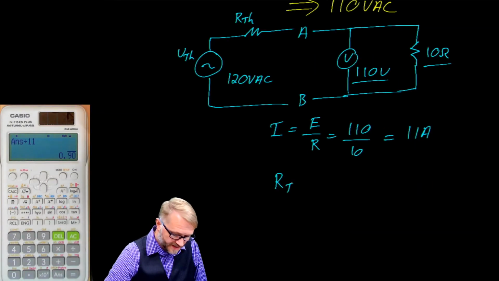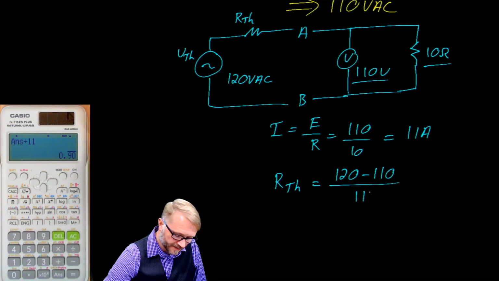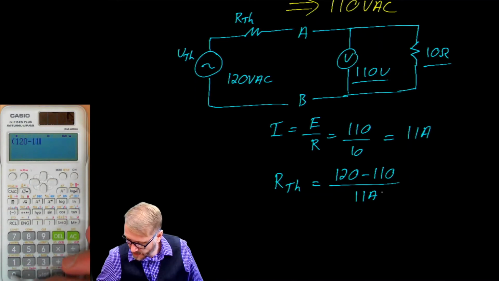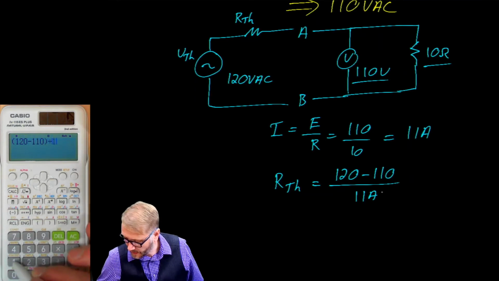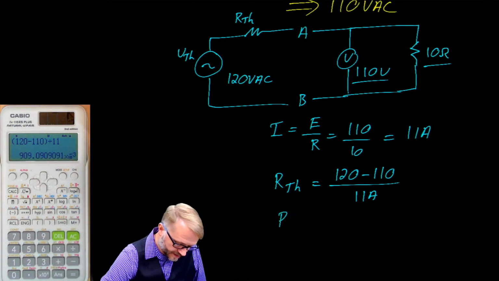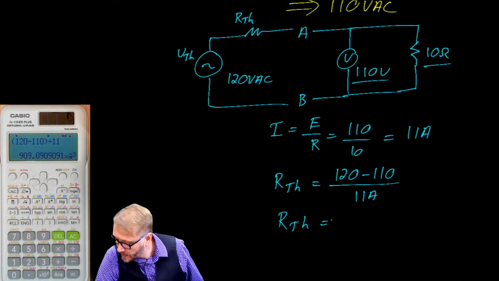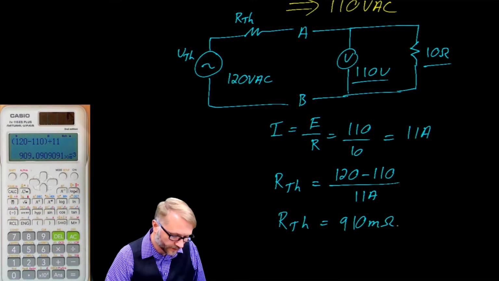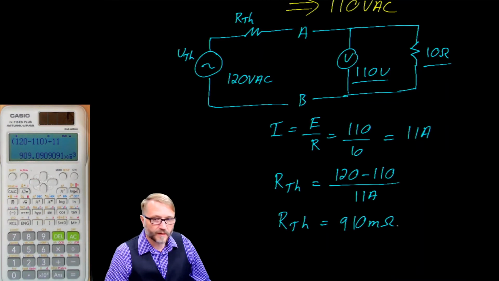Our Thevenin resistance is the Thevenin voltage minus the loaded voltage divided by 11 amps. So 120 minus 110 divided by 11 equals, let's see, 910 milliohms. So quite a low resistance. All right, so that was Thevenin. We looked at a direct method and an indirect method.